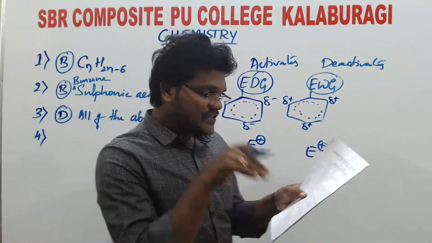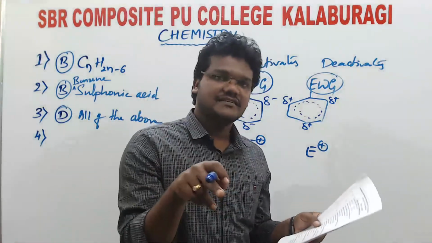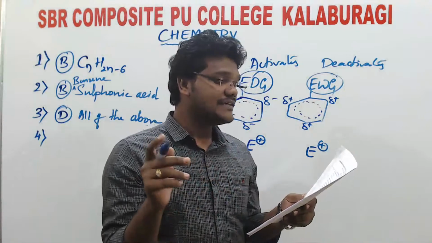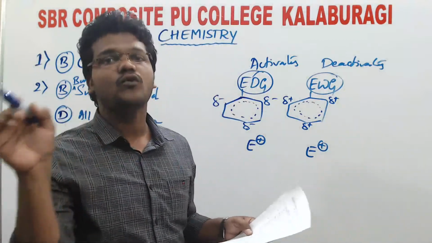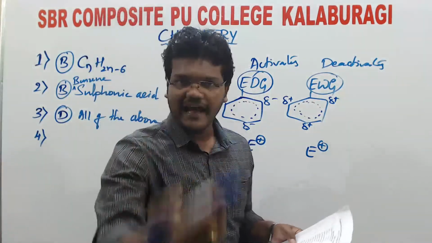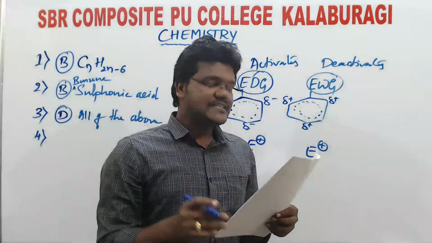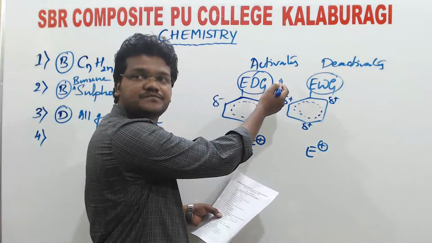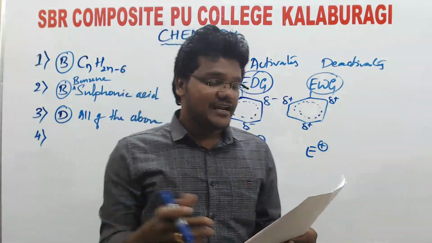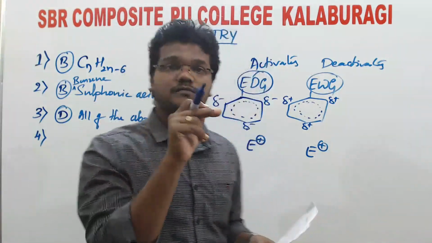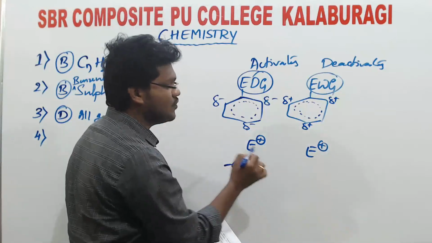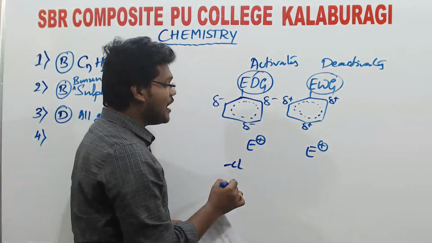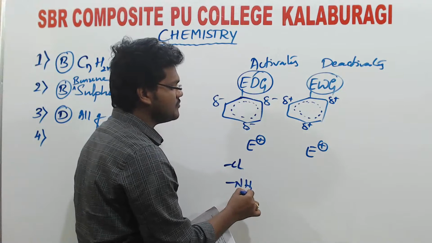They're asking, among the following groups, the group that deactivates. So option A is hydroxyl. That is nothing but my OH group. OH is a ring activator. Then option B is methyl. Methyl is an electron donor, so electron donating groups are ring activators. Similarly, option C is chloro. And option D is amino.